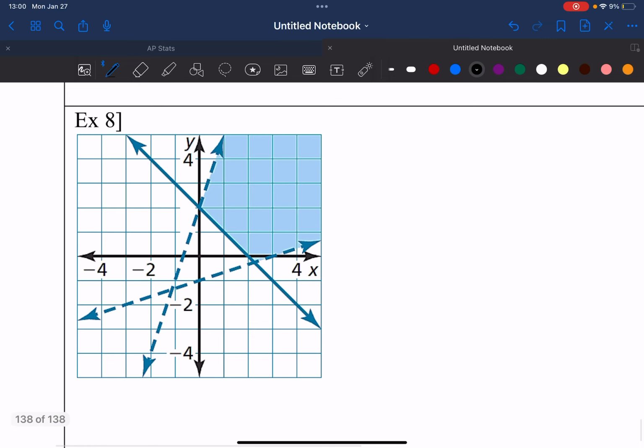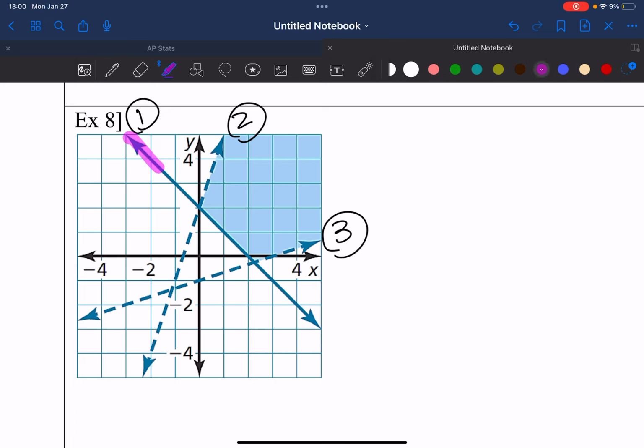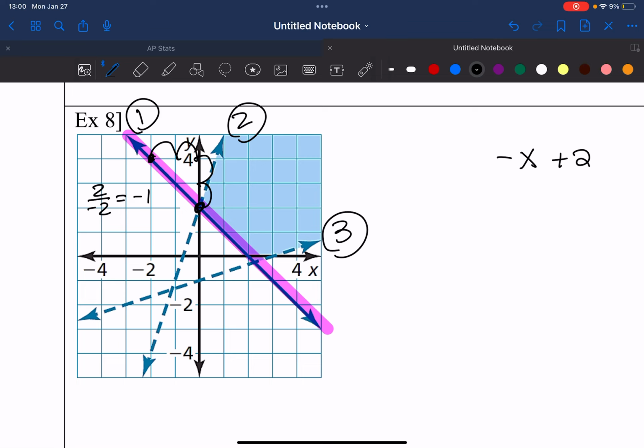Okay, number 8. First thing I'm going to do is label each of my lines. So 1, 2, and 3. And I'm going to start with number 1. So number 1 has a y-intercept of +2. And then for the slope, this is up 1, up 2, left 1, left 2. So this is 2 over -2, which is -1. So this is -x. And since this is going in this direction where the shaded area is, it's going to be greater. So this is y is greater than or equal to -x plus 2.